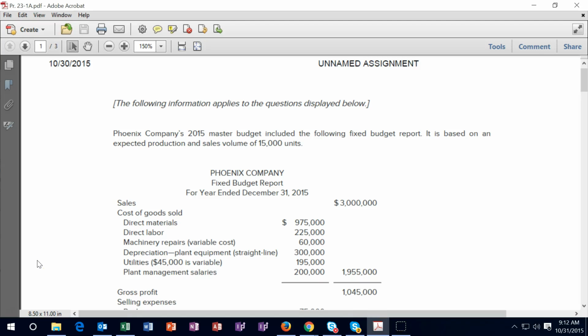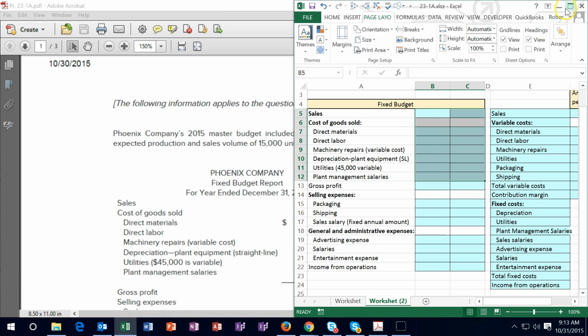Hello, in this lecture we'll be working a problem that will be similar to the homework and/or assignments. The numbers will change, the format will remain much the same. This will be the problem here. We'll be using this Excel sheet in order to work the problem.